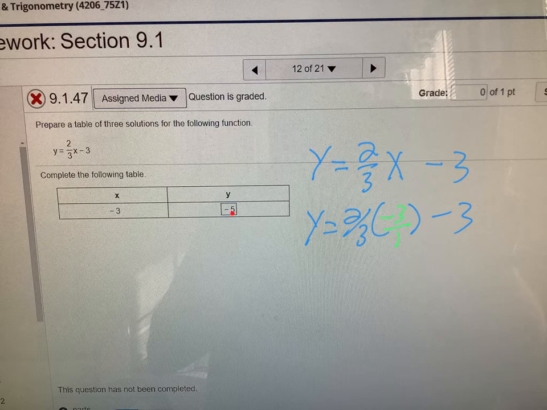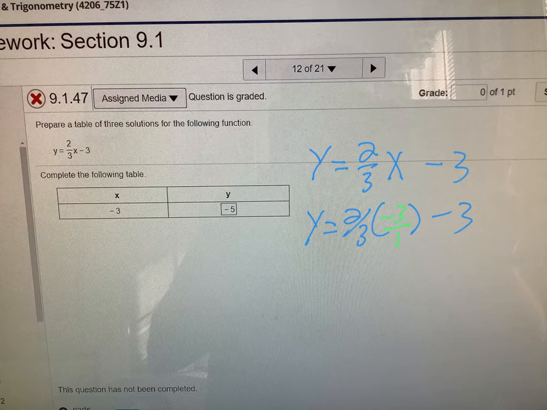And I guess once you fill this in, it's going to ask you to do this 2 more times. This is just the first of 3. So I've gone ahead and started it. I substitute the -3 in for x. And they've chosen real nice numbers. It's 2/3 times -3. You can put it over 1.